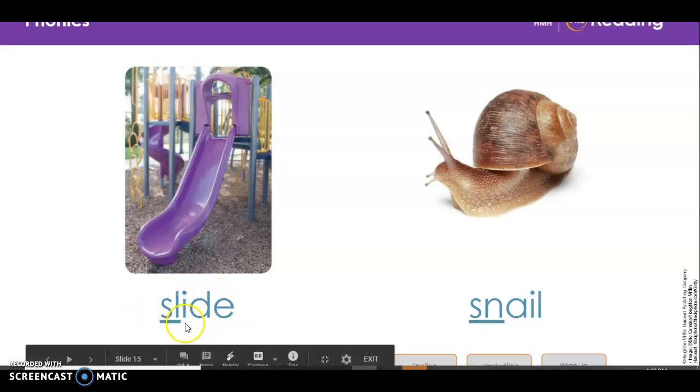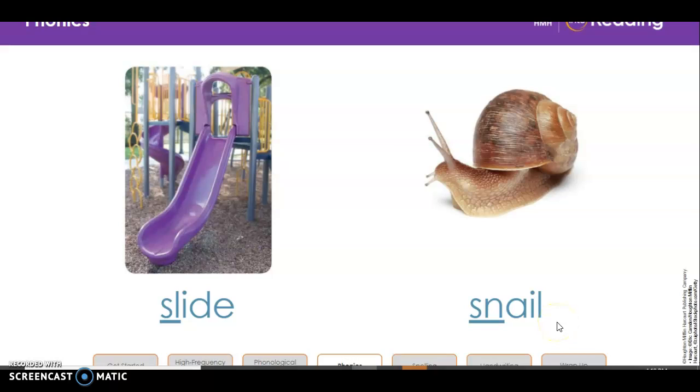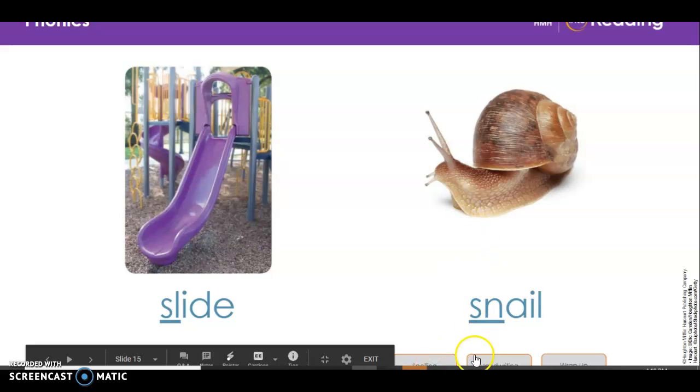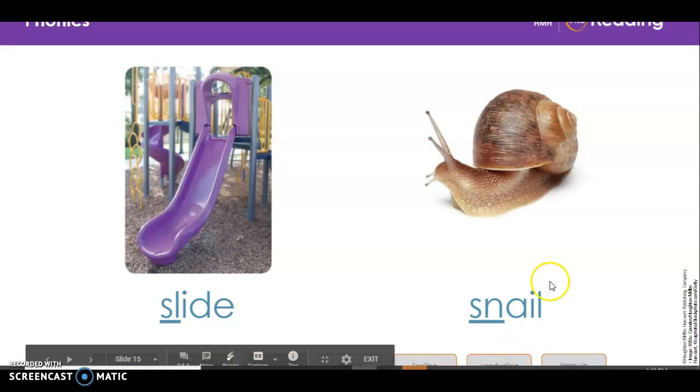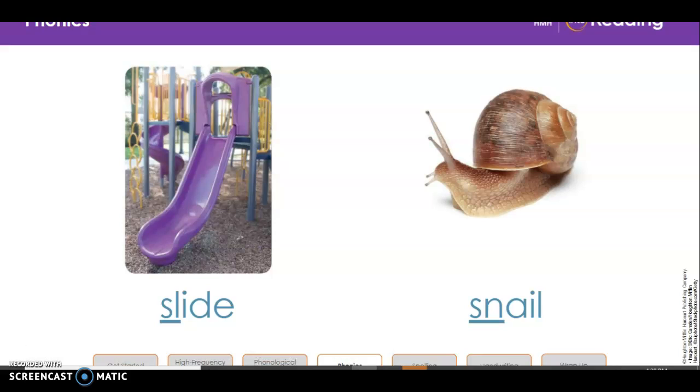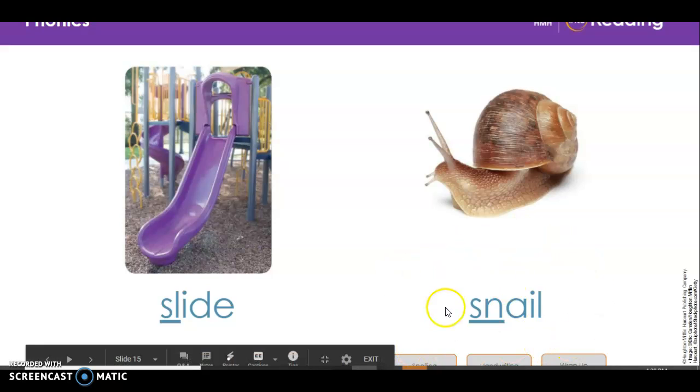Slide, sl. The picture on the right is a snail. I hear two consonant sounds at the beginning of snail. Look at the word below the picture of the snail. I see two consonants at the beginning of snail, S and N. The letters S and N form a consonant blend. Listen. Snail, sn. Say the picture name and S blend with me. Snail, sn.